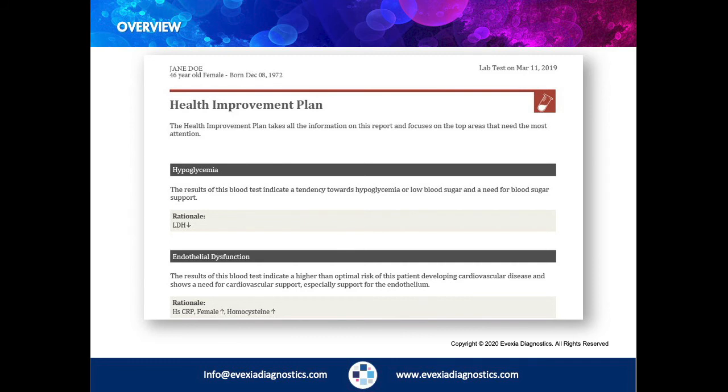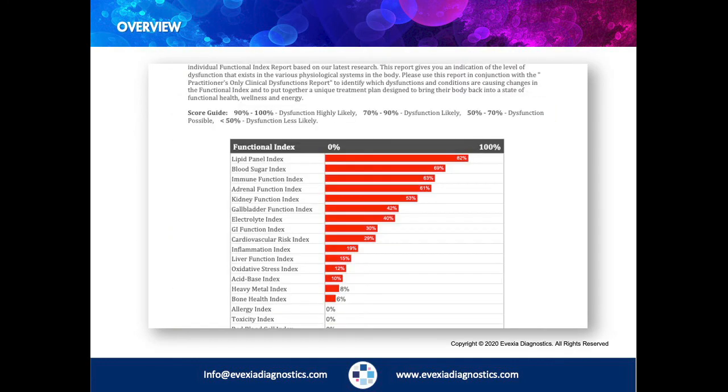Now, the rationale was that lactic dehydrogenase was low. On the endothelial dysfunction, as it reads, the results of this blood test indicate a higher than optimal risk of this patient developing cardiovascular disease and the need for cardiovascular support. And that was based on the high sensitivity C-reactive protein being increased as well as homocysteine being increased. The report also comes with an easy-to-read functional index, which scores and ranks the conditions into the most likely dysfunction to the least likely dysfunction.